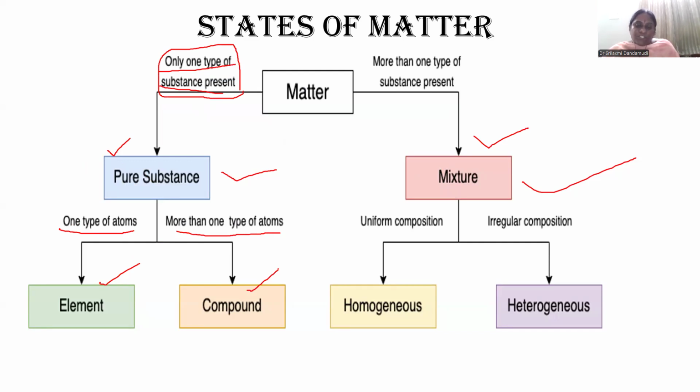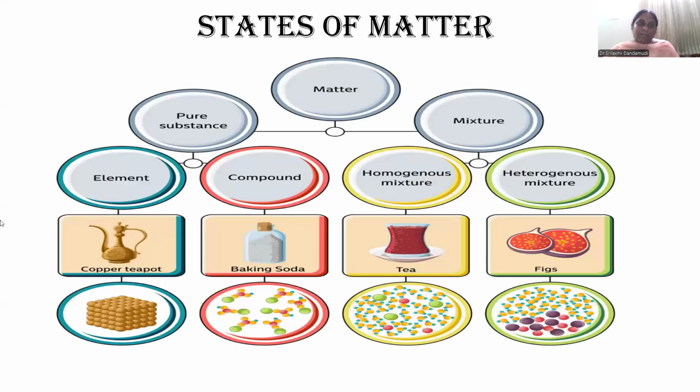If the composition is uniform, that is homogeneous, and if the composition is non-uniform or irregular, that is heterogeneous. Then we go for a few examples here. An element is nothing but, here we are taking the example of a copper teapot. It contains only copper atoms. Baking soda contains compounds.